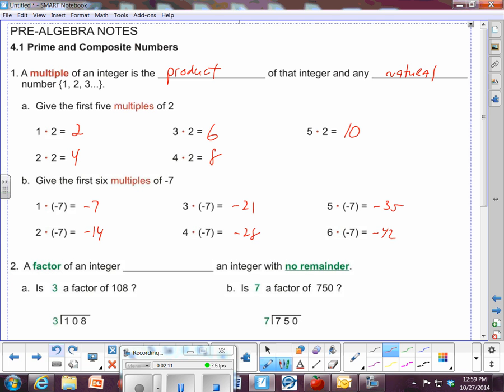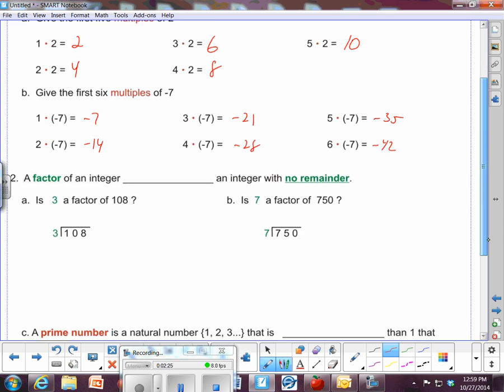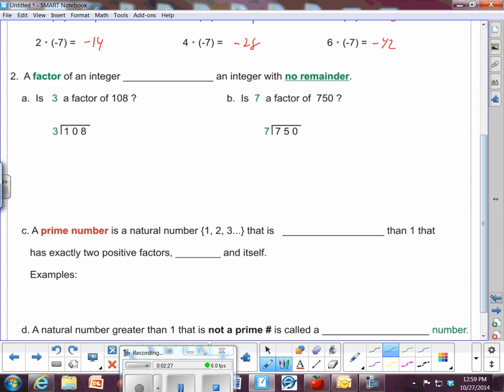All right, multiples. Not a big deal. It's simply a natural number, what you would think of as your counting numbers, times any other number gives you a multiple. Okay? Next idea, number 2. A factor of an integer divides an integer with no remainder. A factor of an integer, and the key here is divides.